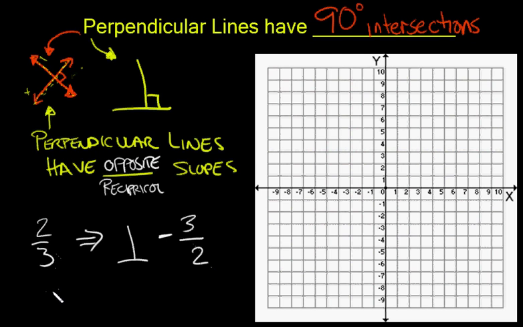If this was 5, perpendicular to 5, remember 5 is 5 over 1. The exact opposite of that is negative 1 over 5. So perpendicular, they have the opposite slopes, exactly the opposite. It's the opposite directions, and it's also the opposite sign.